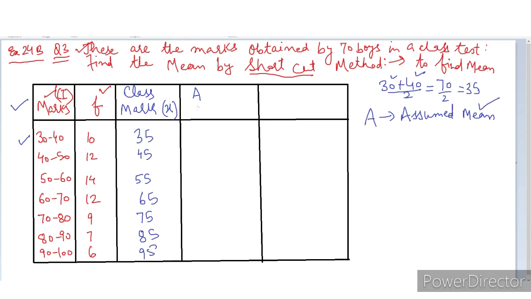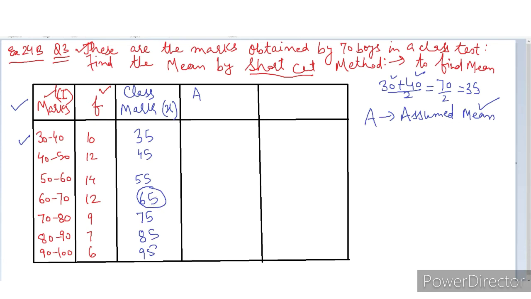So now how to select that assumed mean? It is not a tough thing at all. Preferably we will select the middle value from 35 to 95. The middle value here is coming out to be 65, because the number of values is odd here, so I can easily select the middlemost value, that is 65.